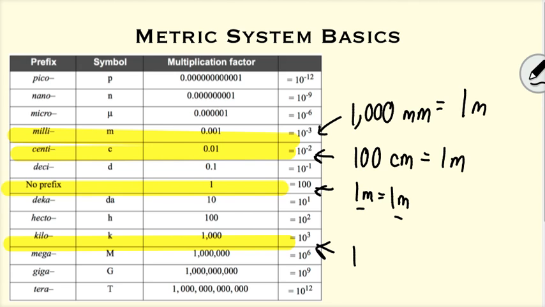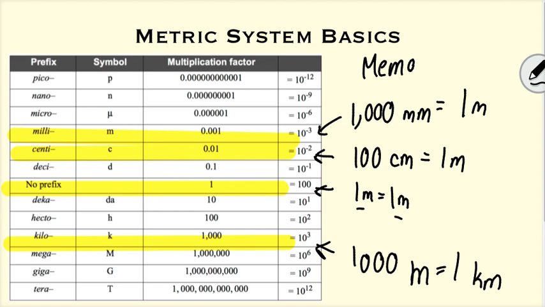So there are 1,000 meters in 1 kilometer. Okay, so that's how these work. These are the ones that you should pretty much have memorized. Okay, and again, remember, since there are 1,000 meters in 1 kilometer, that means there are also 1,000 grams in 1 kilogram and 1,000 liters in 1 kiloliter, etc., etc. So let's go ahead and do some examples.